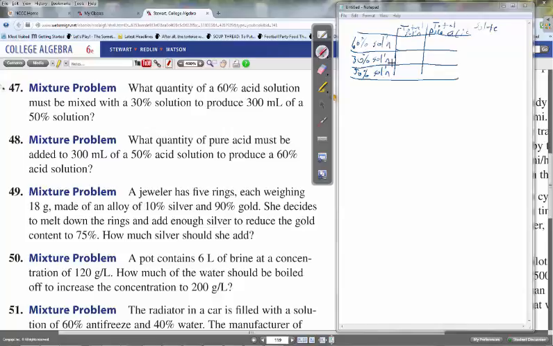Well, first thing we're going to do is variable assignment. They want to know what quantity of a 60% acid, so I will let that be X. I might use S, but my S's look a lot like my 5s, so it's better for me to do an X or a Y in this case. And they gave us the amount they want of the final solution: we have to have 300 milliliters of the 50%.